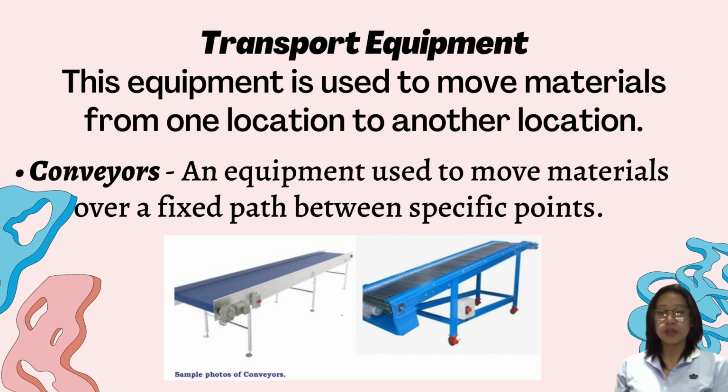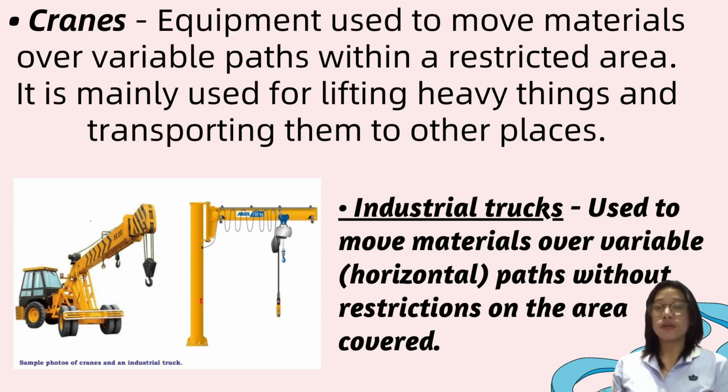Transport equipment. This equipment is used to move materials from one location to another. 1, conveyors, equipment used to move materials over a fixed path between specific points. 2, cranes, equipment used to move materials over a variable path within a restricted area. It is mainly used for lifting heavy things and transporting them to other places. Industrial trucks are used to move materials over a variable horizontal path without restriction on the area covered.